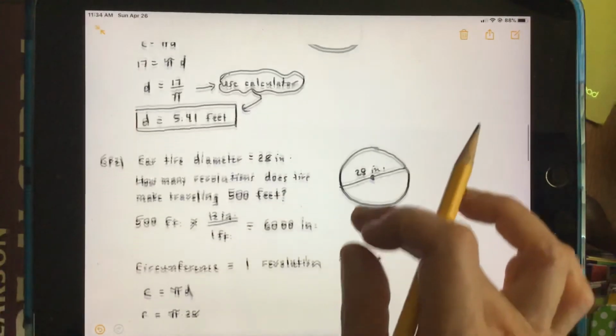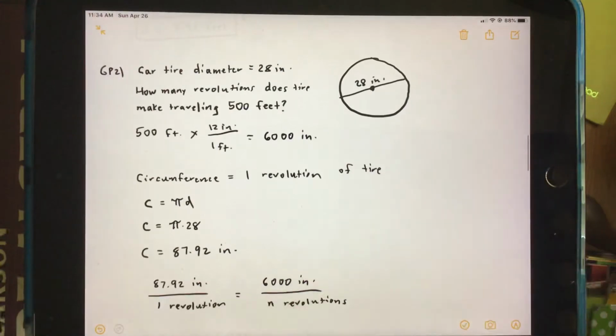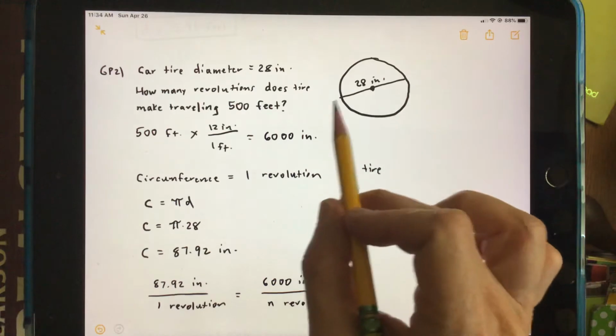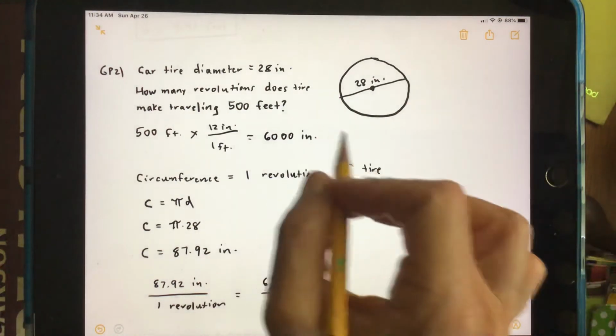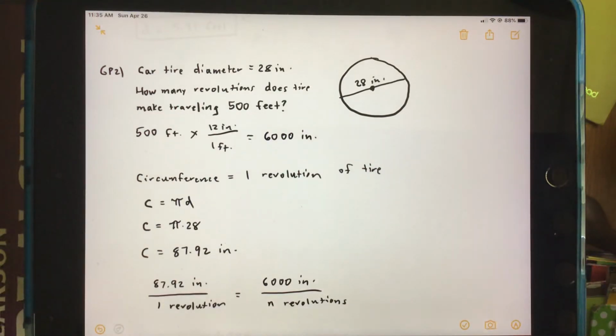Okay, guided practice 2 takes us into a real life example. Let's say we have a tire that has a diameter of 28 inches. I've drawn a representative view of this tire with a diameter of 28 inches. And the question is, how many revolutions does this tire make traveling 500 feet? So we have to imagine it's rolling out on the street surface, and each time it rolls one full revolution, it has covered a distance of the circumference of that circle. So we need to know, for our 500 feet, how many circumferences are there in that 500 feet.